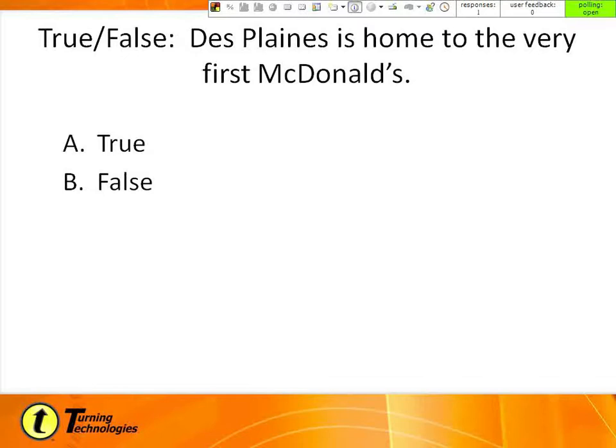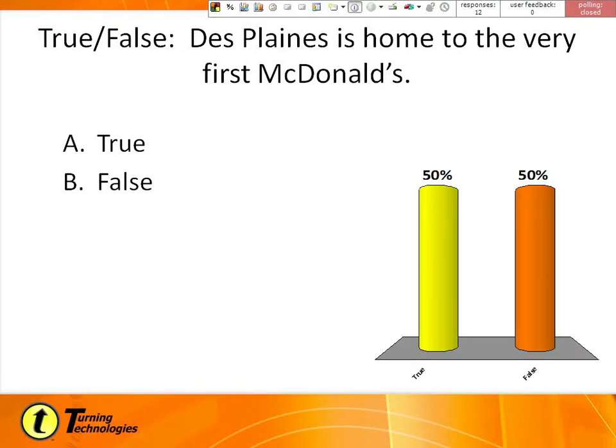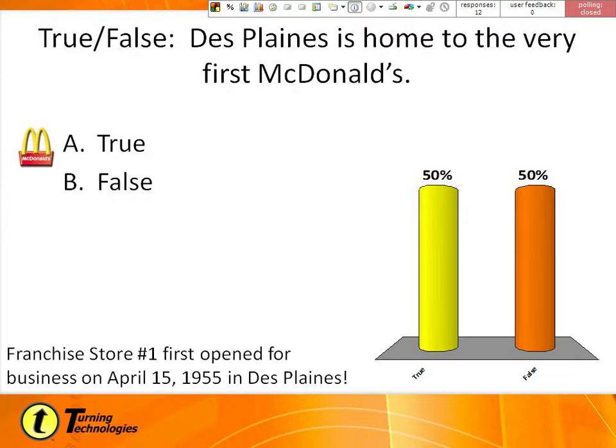Just a quick true-false question. Test your knowledge of some things that are happening here in your home state. All right, let's see. Well, all right, we got a 50-50 vote here. Well, actually, the correct answer is it is true. The franchise store number 1 actually opened up business on April 15, 1955.